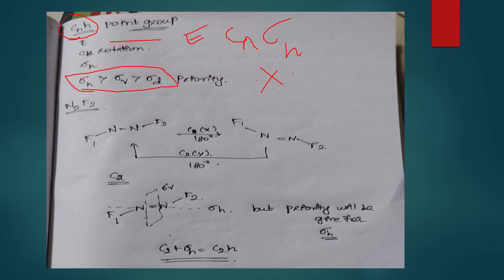For that one, we have the example of N2F2. In N2F2, it has the C2 rotation. We can cut the molecule through the vertical plane and the horizontal plane, but we give the priority to sigma h. So C2 plus sigma h is equal to C2h. So N2F2 belongs to the C2h point group.